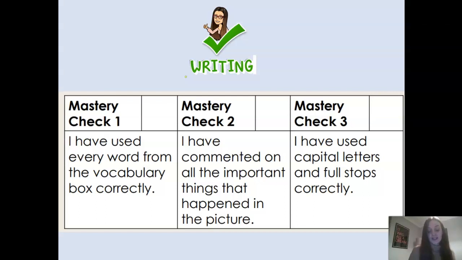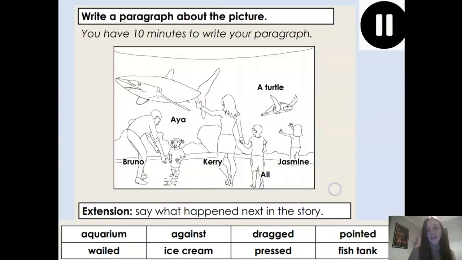Okay, once you're ready to start then, get yourself a pen and you're going to pause the video here. You have 10 minutes to write your paragraph and you are going to tell me about the picture, what happened, and if you need an extension, if you finish before your 10 minutes is up, you are going to say what you think happened next. So once you've told everything you can see in the picture, you can add on what you think happened next. Okay, pause the video and spend 10 minutes writing, please.